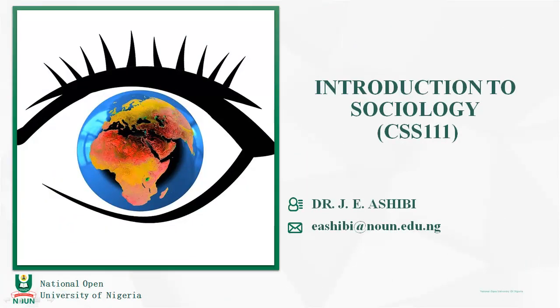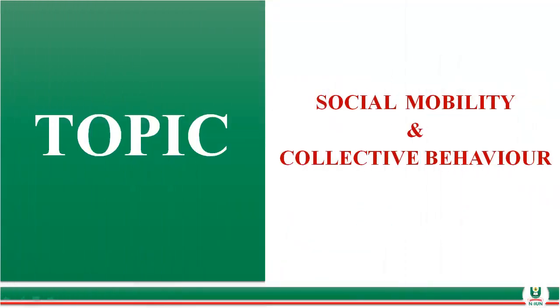Welcome to this lesson. The course again remains Introduction to Sociology, and the course code is CSS111. In this lesson, we are going to be looking at two aspects, social mobility and collective behavior, right? So, two topics here, social mobility on the one hand and collective behavior on the other hand. So we are going to be taking them one after the other. So beginning with social mobility.